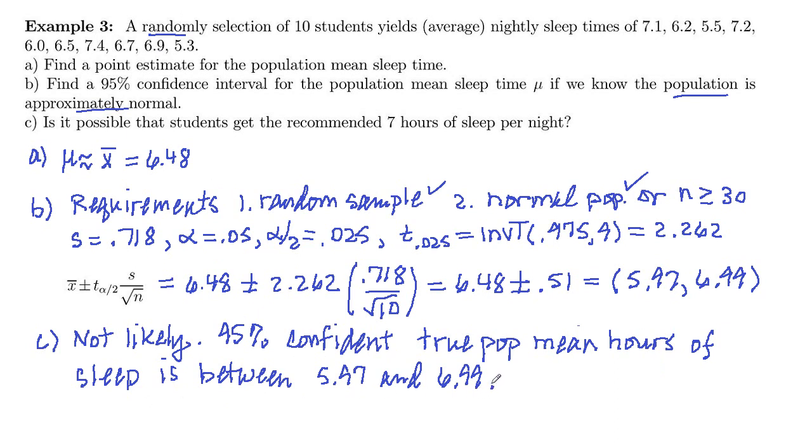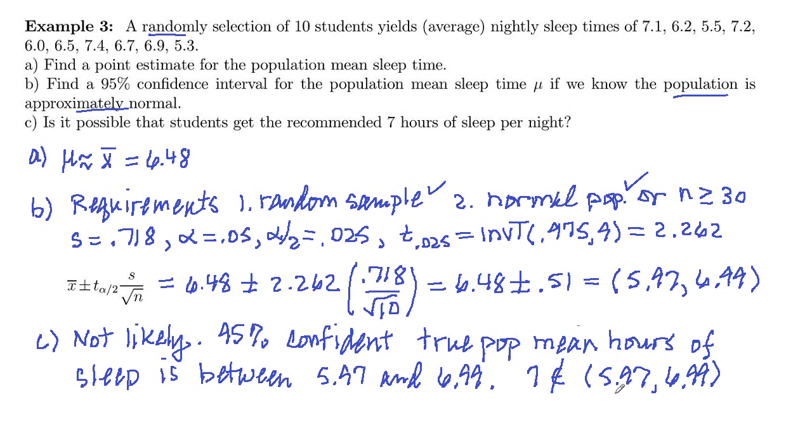So that means 95% of samples should contain the true population mean. And this is one of those samples, and it does not contain 7. Only 5 samples out of 100 would not contain the true population mean. So it's not likely that 7 is the true population mean. So 7 is not an element of the interval 5.97 to 6.99. So that's when you can draw a conclusion, is when the number is not in the confidence interval.